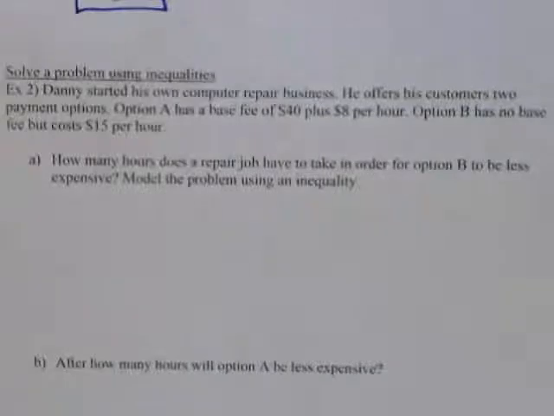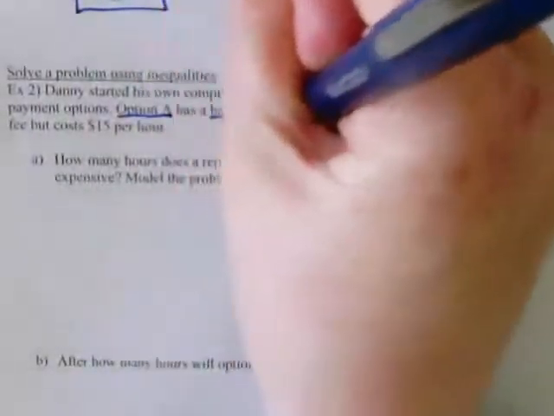Now, the thing is, sometimes you have to look at B to determine what exactly you're looking for, but in this case, everything should be fine, okay? So Danny started his own computer repair business. He offers his customers 2 payment options. Option A has a base fee of $40. So option A, base fee of $40.